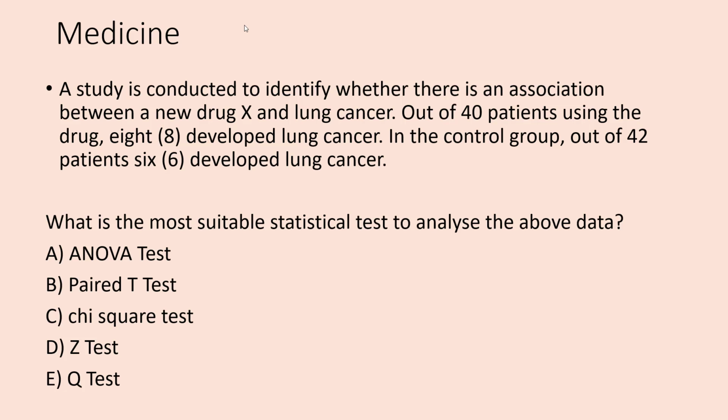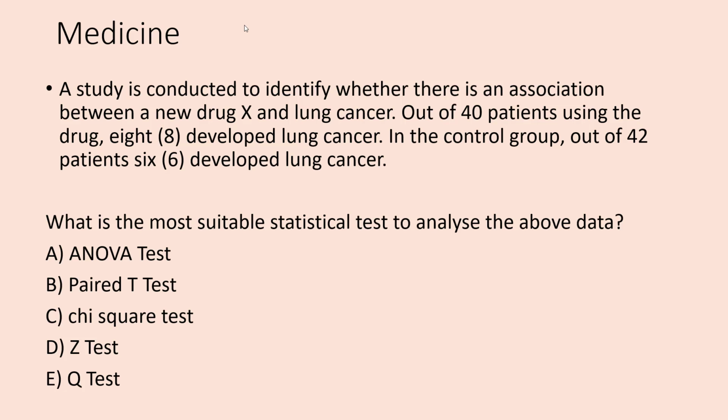ANOVA test is to compare two or more means. Paired t-test is to compare pre and post means. We call them dependent means. Z-test again is to compare the means, and Q-test is a specific test. We use Q-test to detect the outliers.